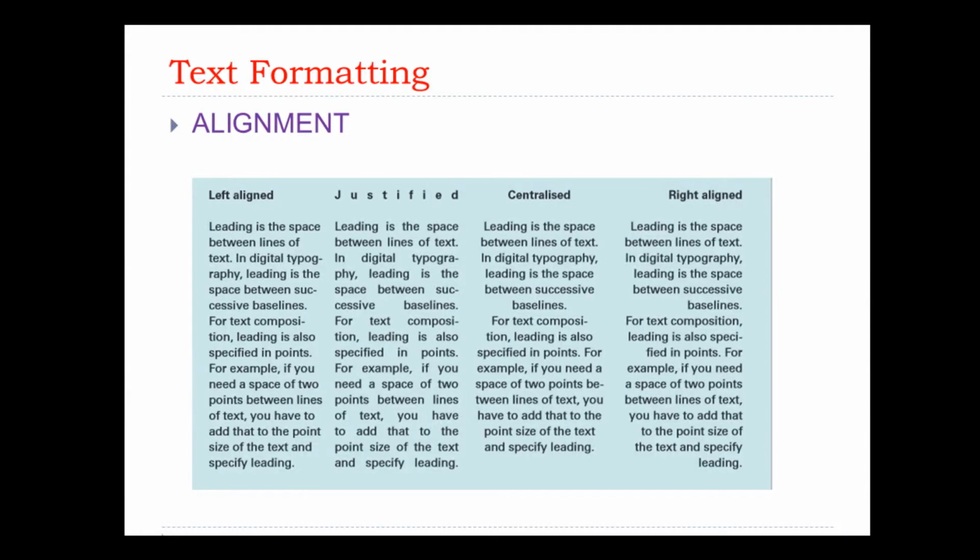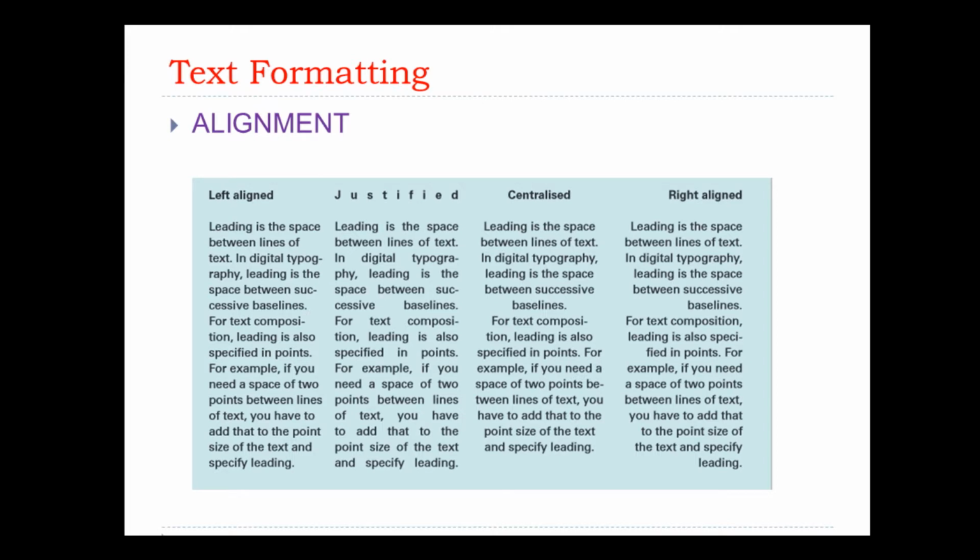Hi all, in this session we will talk about text formatting. The legibility of a text matter is directly related to the placement of the text, or the arrangement of text in a space. So when we see different publications, newspapers or magazines, we can see that some of the text matter is very easy to follow and some others are very difficult to follow. That is because of the kind of formatting which is used in the arrangement of text.